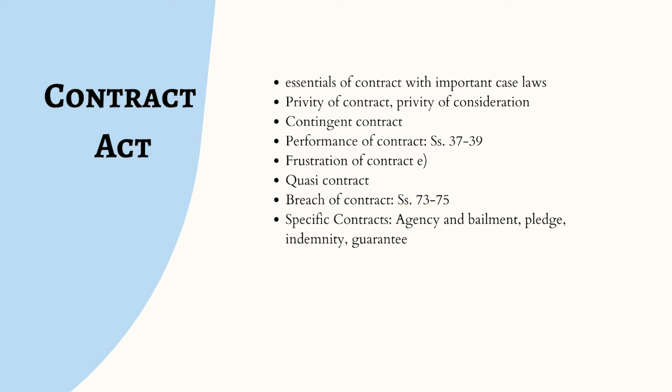Next one is bailment. For bailment, you just have to go through the basics of bailment, like how it is created and what are the rights of bailor and bailee. Then comes pledge, indemnity and guarantee. For these contracts, just try to remember the starting sections, the sections which deal with the basic nature of these contracts, right?